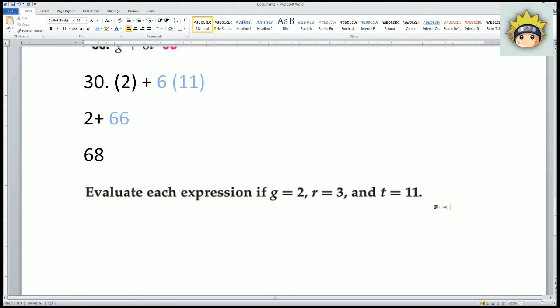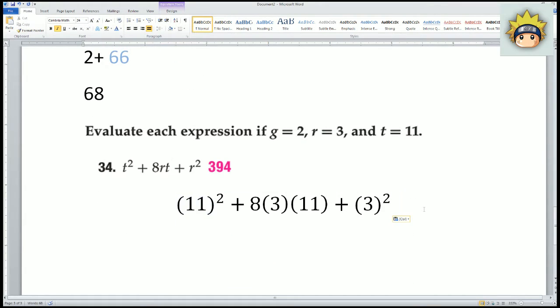All right. The next one, evaluate each expression. And they give us this. This is very beautiful right here. This is a t squared, and this is an r squared, and this is when it's multiplied together. So, again, we make the substitution. For t, you put in 11. For r, you put in 3. So you make that substitution.